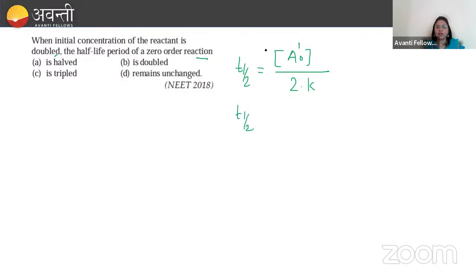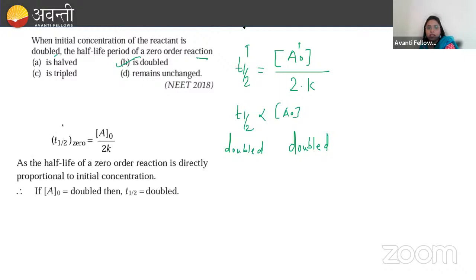If A is doubled, what will T half be? It is directly proportional to the initial concentration, right? So if this is doubled, T half will also be doubled. This will again become double because they are directly related to each other, and that's why our answer here will be B. It will get double. Any doubt? Okay, next problem.